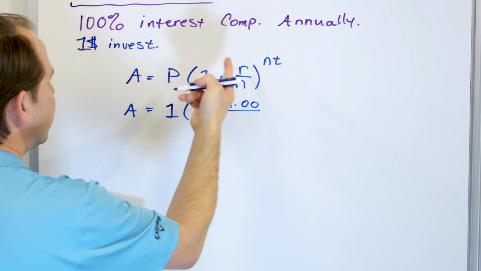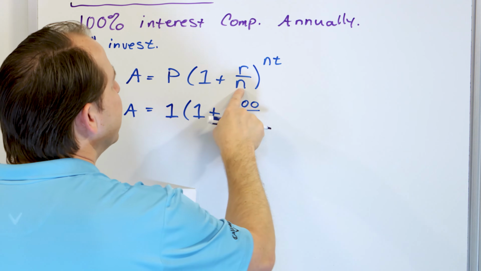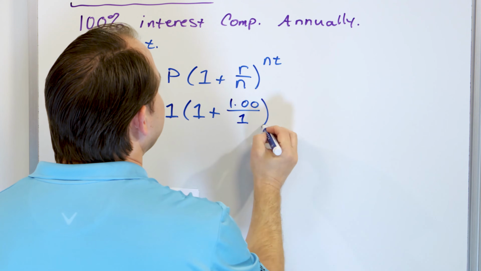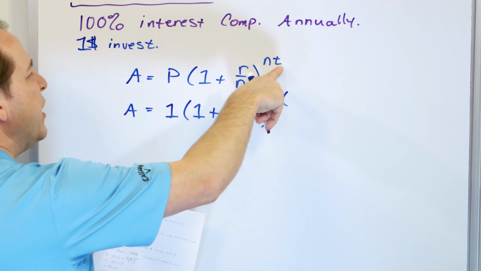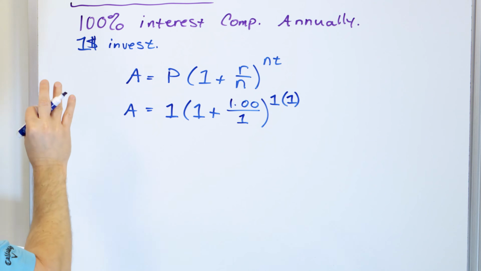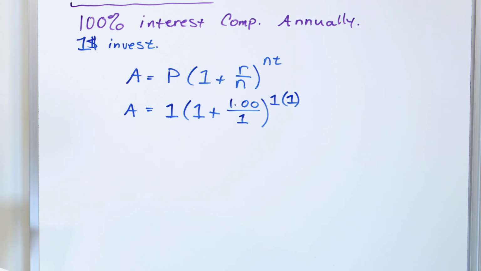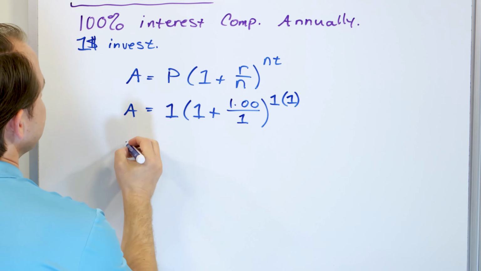That's what you get when you convert 100% to a decimal. Shift the decimal spot 2 times. I'm only doing it annually. That means 1 time per year, and I'm looking down the road 1 year in the future. Again, if you don't know how this works, it's because you haven't watched my compound interest formula lesson. So here we go.